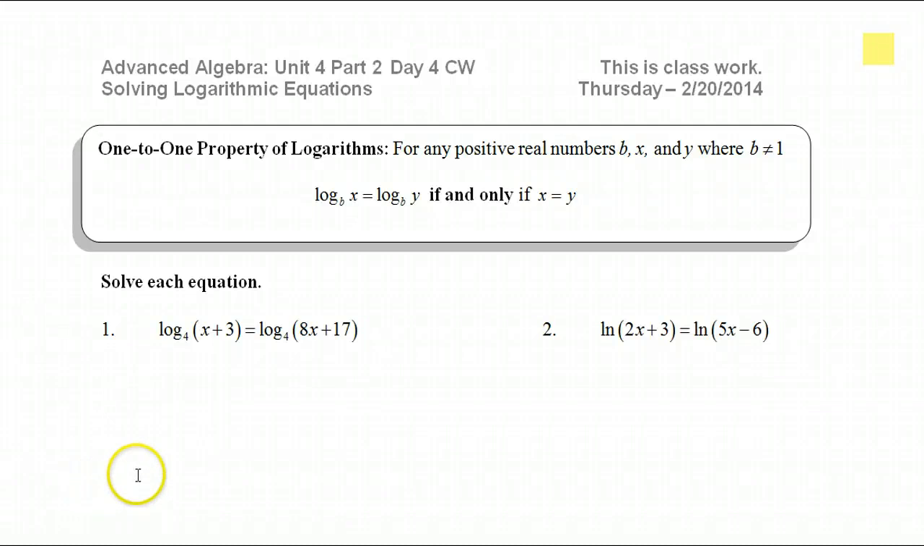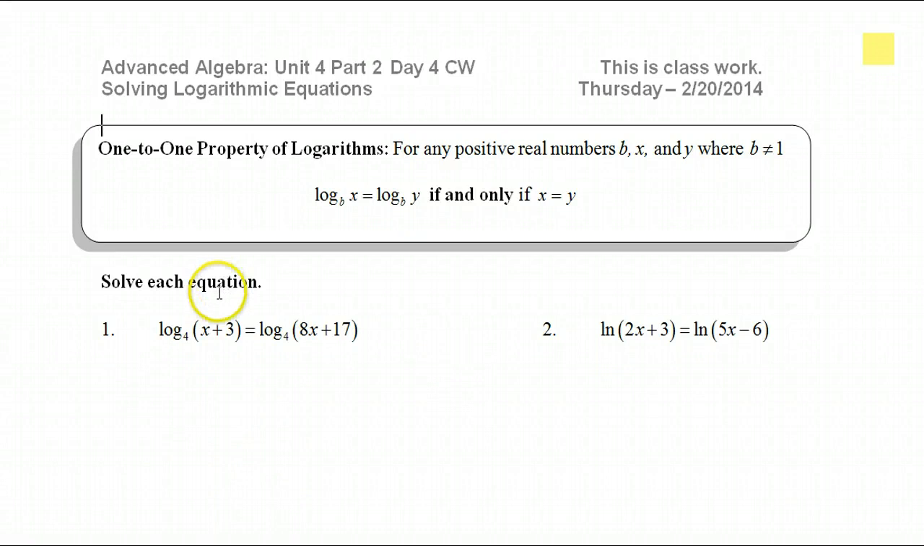Hey guys, this lesson is about solving equations that involve logarithms. We've been working on exponential equations and turning them into logarithms, but now we're starting with logarithms and trying to solve equations that look like this.